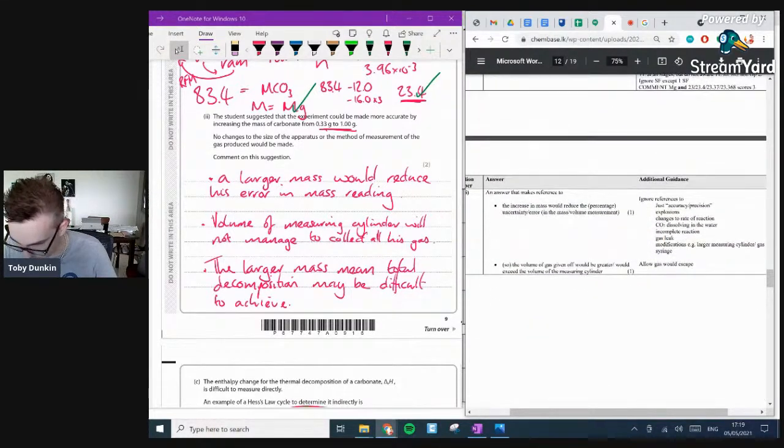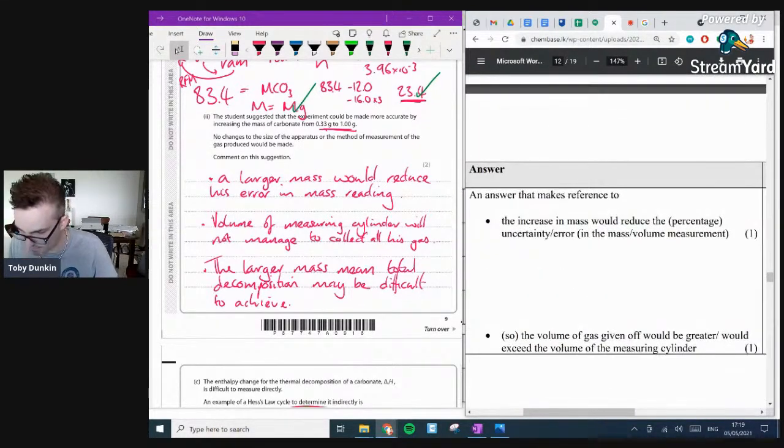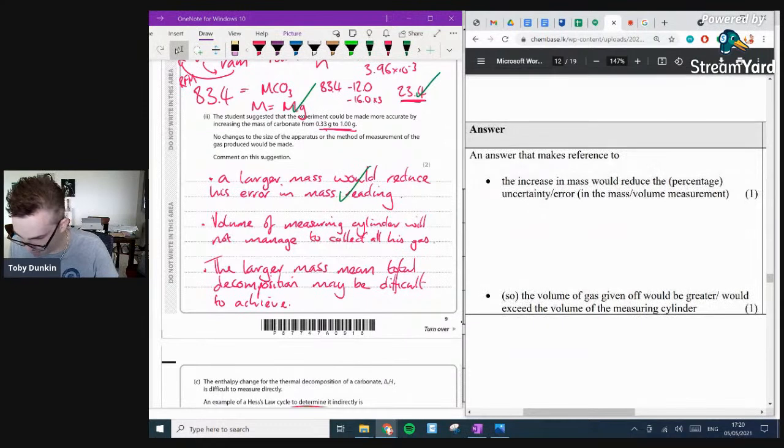Comment on larger mass. A larger mass would reduce the percentage uncertainty. A larger mass would reduce his error in his mass reading. The volume of gas given off would be greater and exceed the volume in the measuring cylinder.